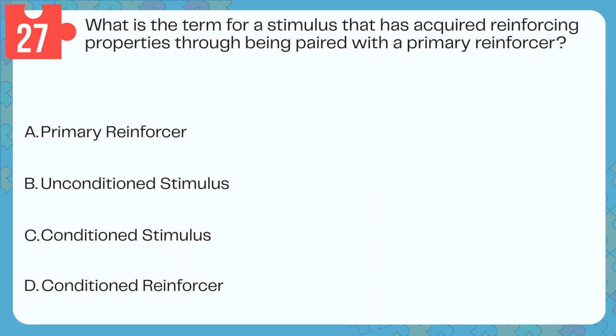Question 27. What is the term for a stimulus that has acquired reinforcing properties through being paired with a primary reinforcer? A. Primary reinforcer. B. Unconditioned stimulus. C. Conditioned stimulus. D. Conditioned reinforcer.